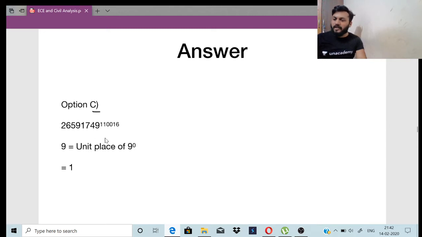Okay, units place. Units place is always the first number from the back. The first number from the back is called the units place, right? So this is 9. Okay, 9 power 0. 9 power 0 is 1. So it is a cyclic rotation. It will be 9 1 9 1 9 1, it keeps going like that, right? Okay, 9 power 0 or 9 power 1. So we are taking 9 power 0, which is 1.